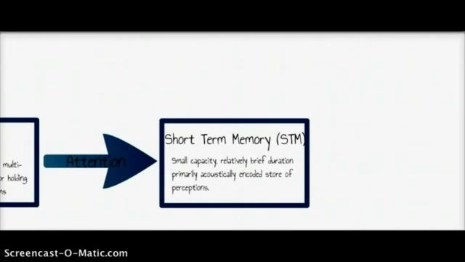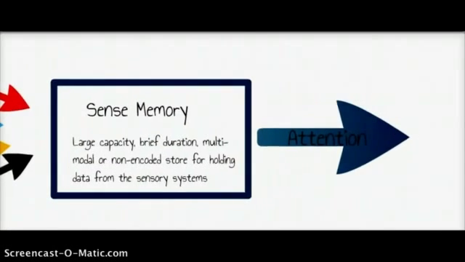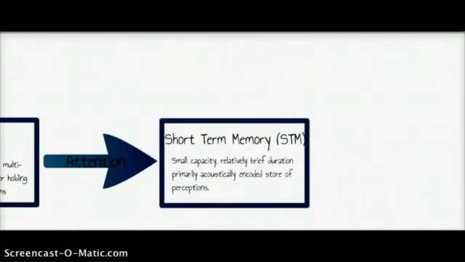Now the short-term memory, clearly a small capacity store, relative to the amount of stuff that we had going on here in sense memory. Short-term memory has got to be smaller in capacity because we've paid attention to some and dropped a hell of a lot else. So the small capacity is explained because the attention is essentially a filtering process. It's still relatively brief duration, although quite a bit longer than sense memory.